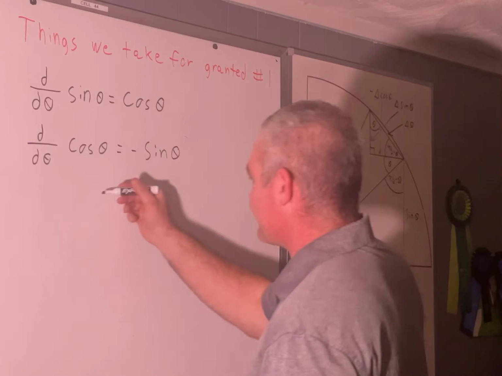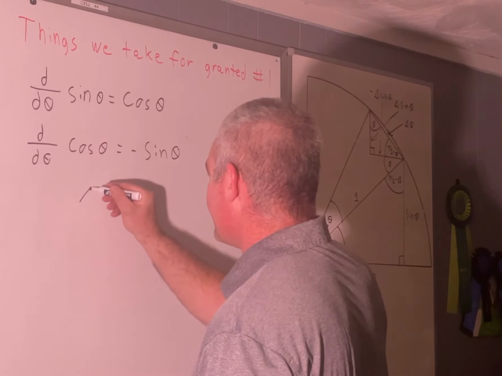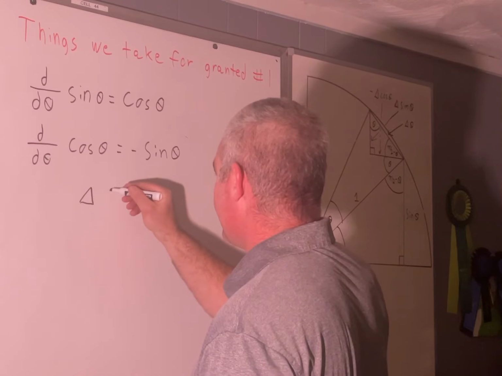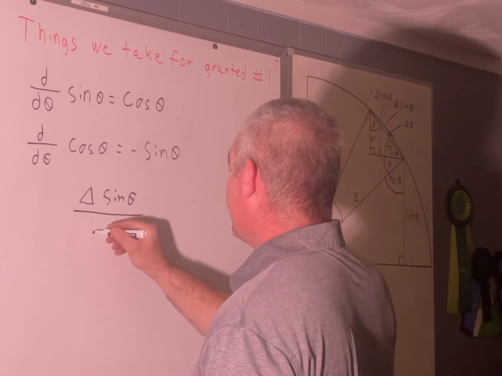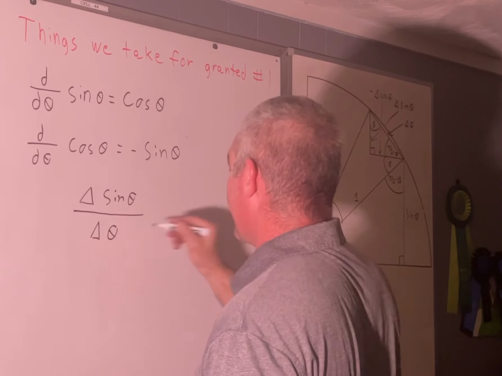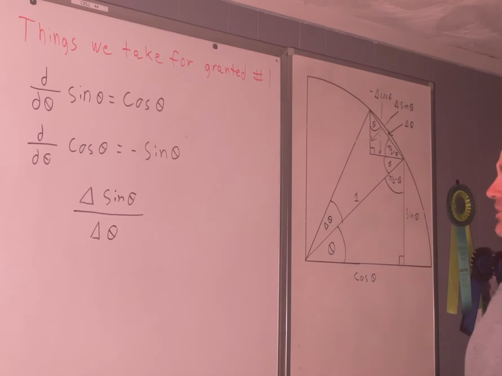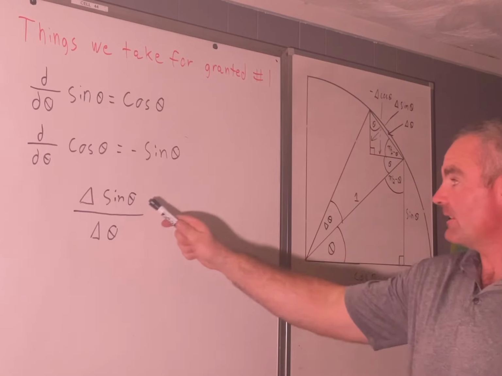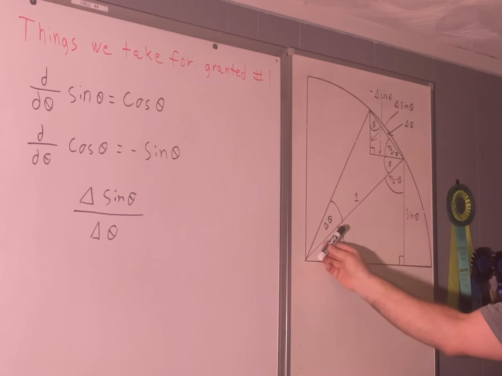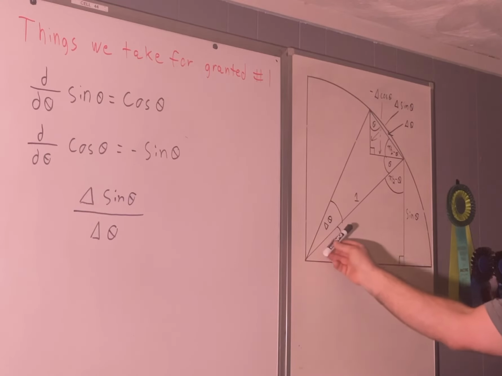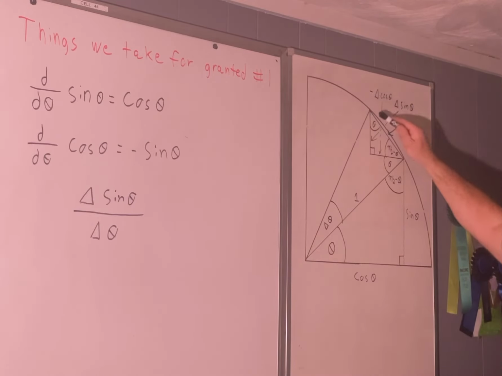It comes from the ratio, a change in sine theta over a change in theta, right? That's where that notation comes from: delta sine theta over delta theta. Okay, well, something I didn't explain before is if this line right here indicates a very small change in our angle theta, this is delta theta.